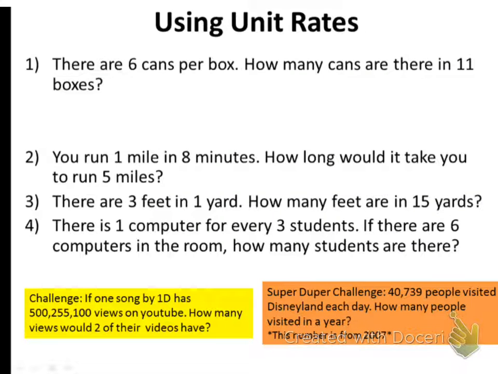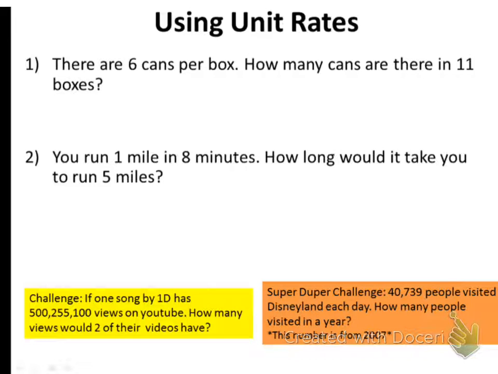Here we're going to talk about how to use unit rates. So we're given a unit rate, and we need to talk about how we're going to use it. Okay, let's look at our first one. There are 6 cans per box. How many cans are there in 11 boxes? Okay, we're going to start by writing our first rate, which is 6 cans per box. So that, when we see per like this, it means in 1. So that means we have 6 cans in 1 box.